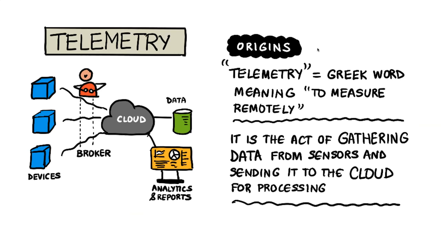Okay, so let's take a moment to talk about telemetry. A little bit of historical data. The word telemetry is Greek, and it means to measure remotely. Metry, metering, part of measuring. Tele, you might be able to say telephone, long distance for speaking. Television, long distance vision. Telemetry is remote long distance measurements. And it's the word we use for measuring data from sensors and sending that to the cloud.